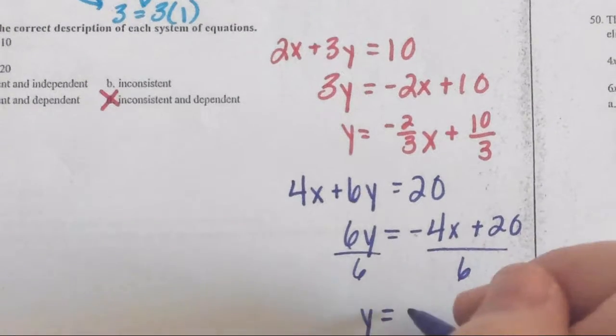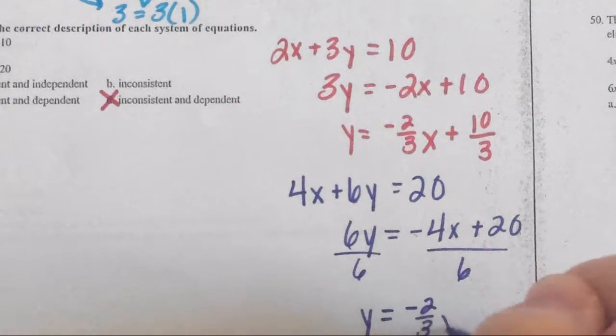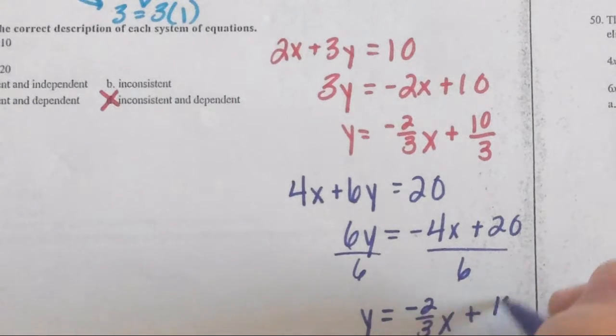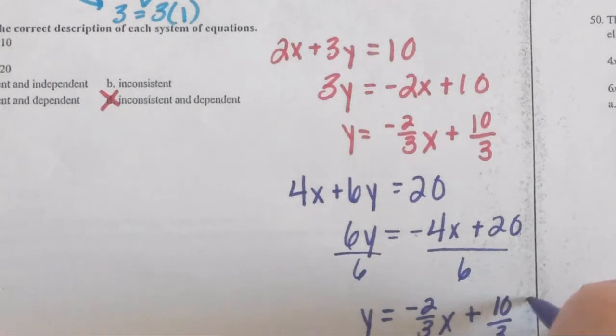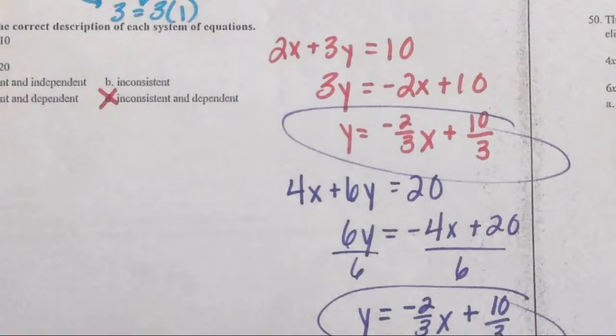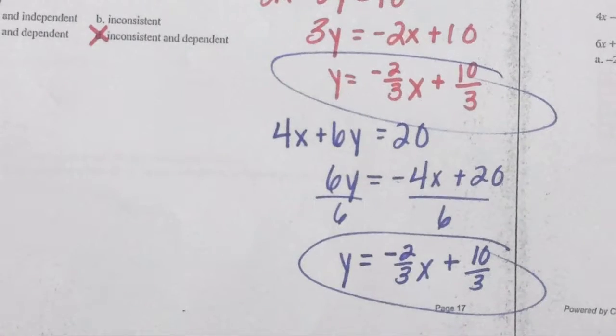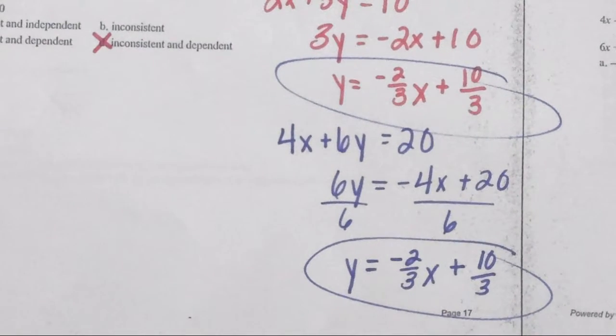I'll get negative 4 over 6, but that reduces to negative 2/3. I'll get 20 over 6, but that reduces to 10/3. So I end up having the exact same equations. They have the same slopes, they have the same intercepts. So what answer choice should I choose?